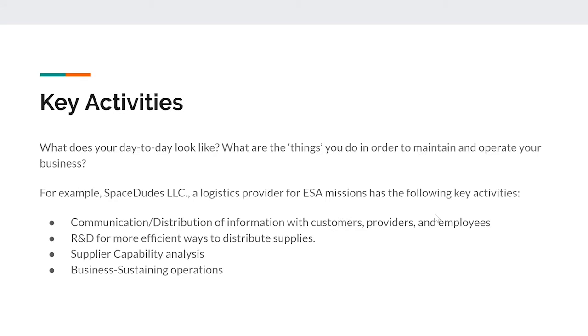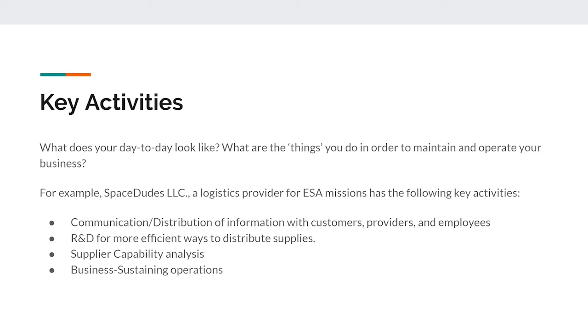So key activities. So now we're moving over to the left side of the chart. Key activities kind of seeks to answer the question, what does your day-to-day look like? What are the things that you're doing to maintain your business? What are the things you do in order to maintain your business and operate it? So an example, let's say I own Space Dudes LLC. It's a logistics provider, and we serve the ESA, the European Space Agency. We might have the following key activities.